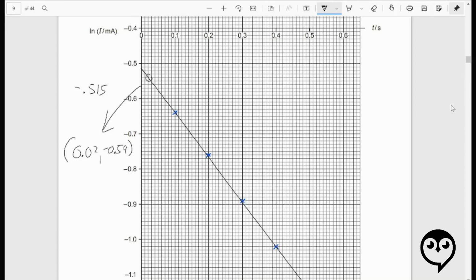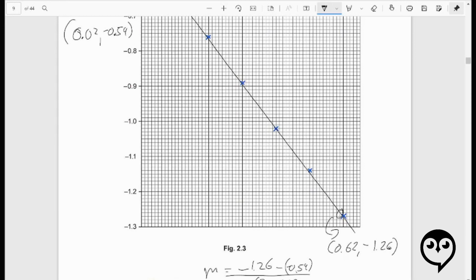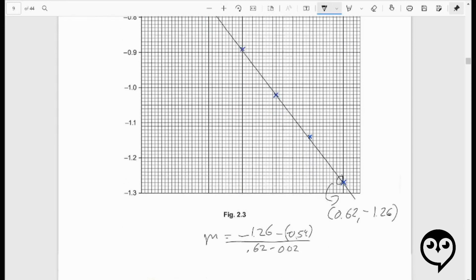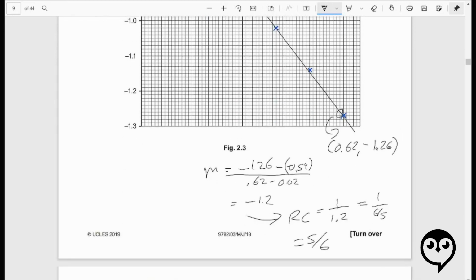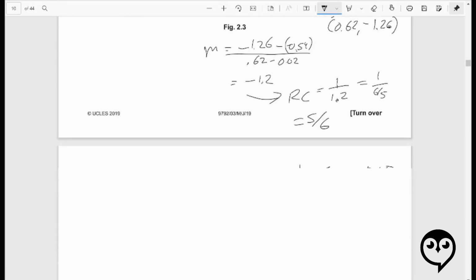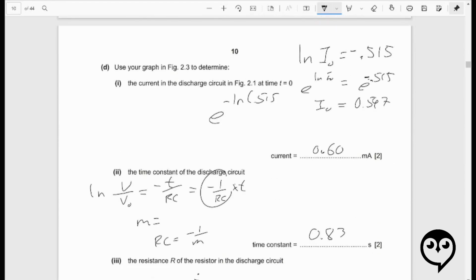All right, so I found some nice little points along my graph. This one's right on the crosshairs, that's a good one. So that's 0.02, 0.54, and then one down here just before the other point, 0.62, negative 1.26, and so I calculate my gradient to be negative 1.2. RC, of course, is the negative of that, so 1.2 is the same as 6 over 5, so I get 5/6, or in other words, a time constant of 0.83 repeated, or just 0.83.